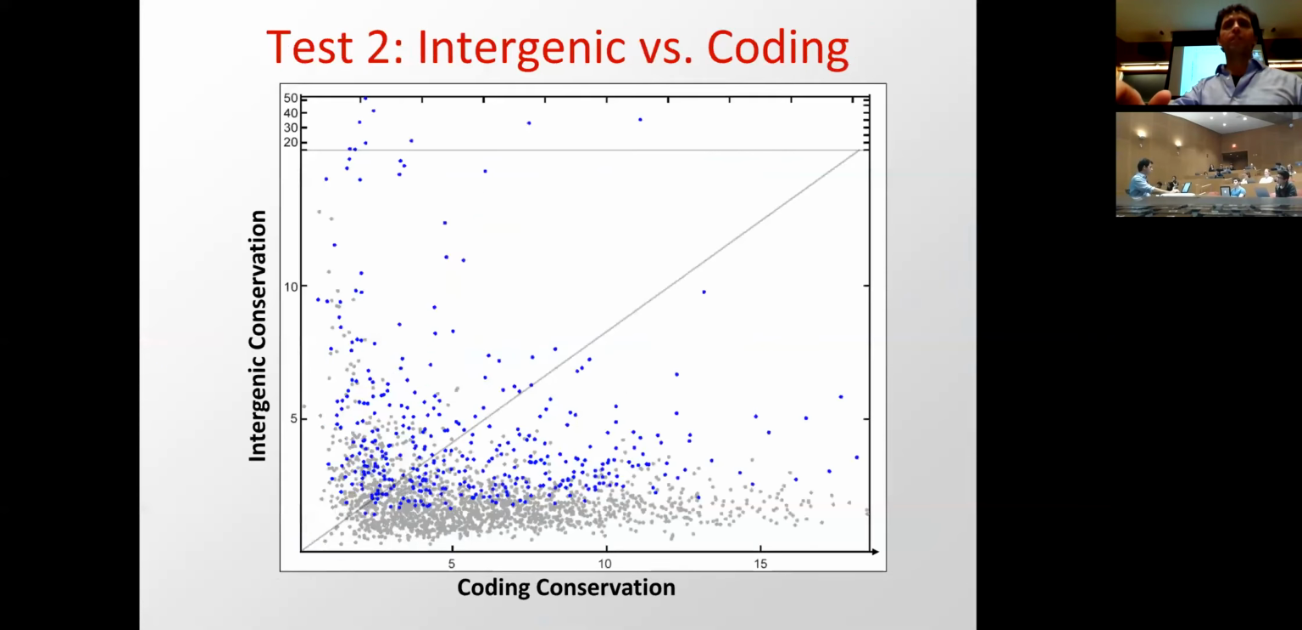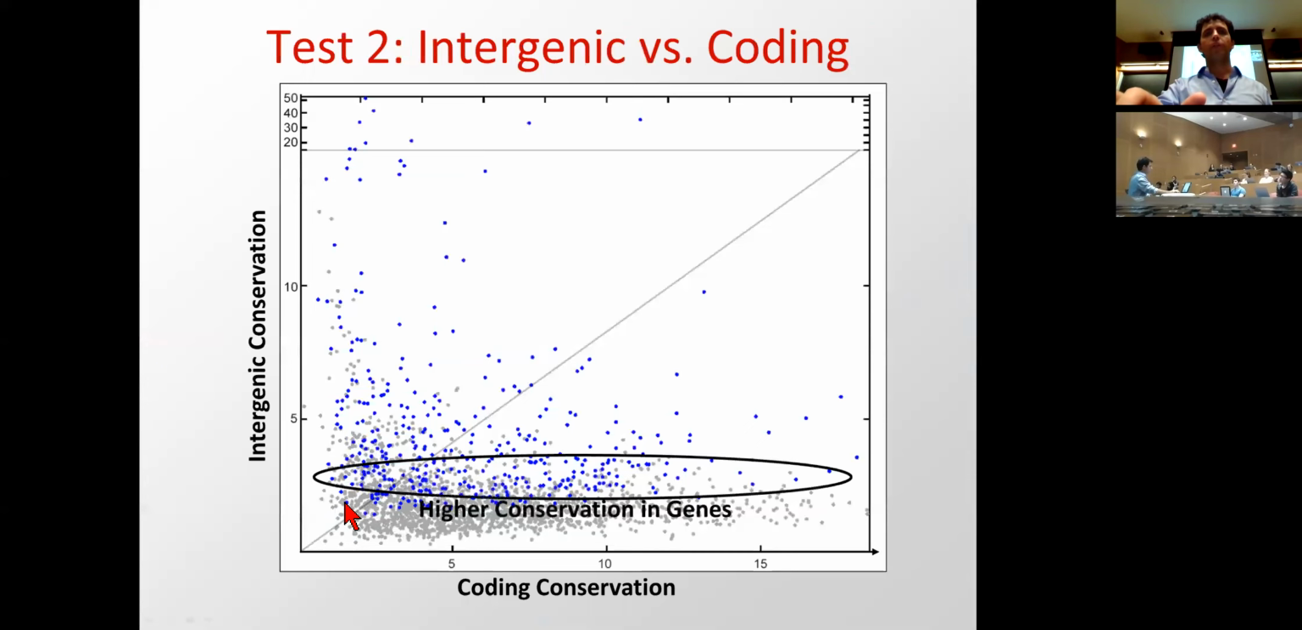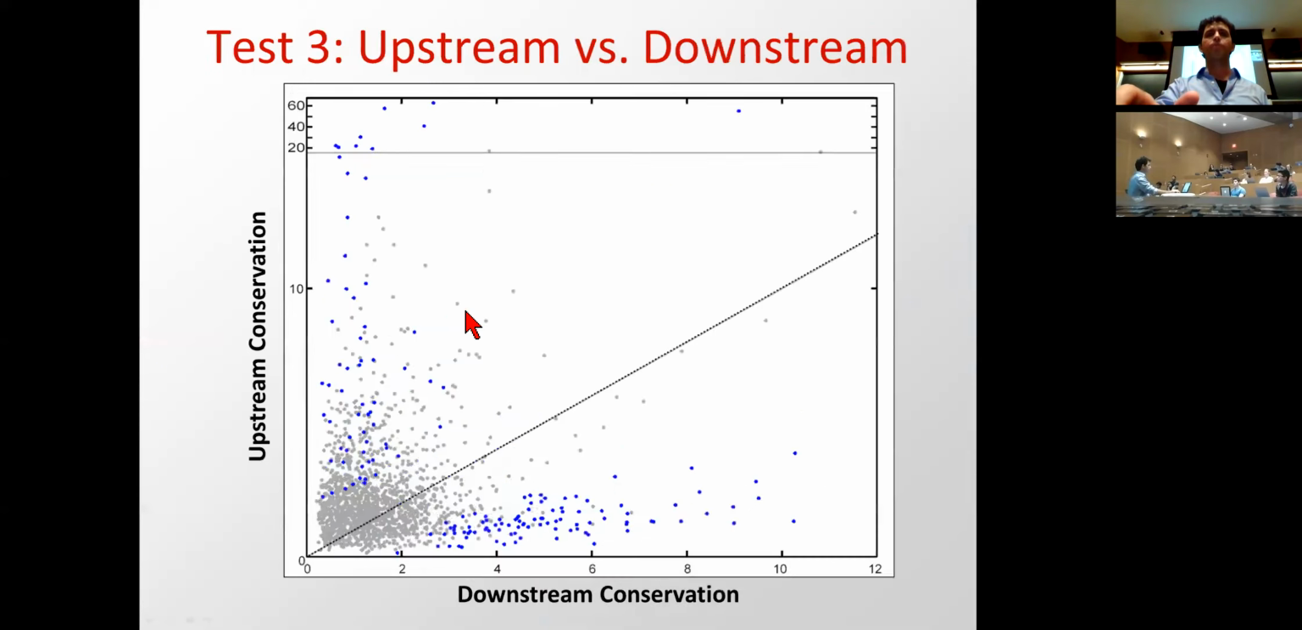All right, so we can do the same for intergenic versus coding. What is the coding conservation? What is the intergenic conservation? And then what we find is that most k-mers have more conservation in genes, as you would expect. But there's some k-mers that are preferentially conserved in intergenic regions. Maybe these are my motifs.